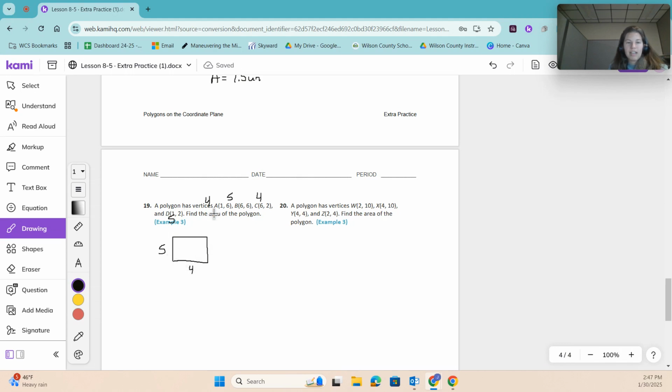All right, and then finding area of that polygon is going to be area equals base times height. Base is 4, height is 5, so A equals 5 times 4. So your area equals 20 units squared. Okay, and then you can try number 20 there. That's very similar.